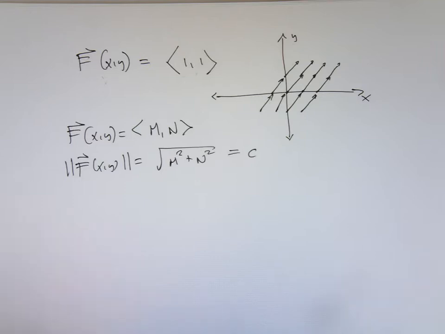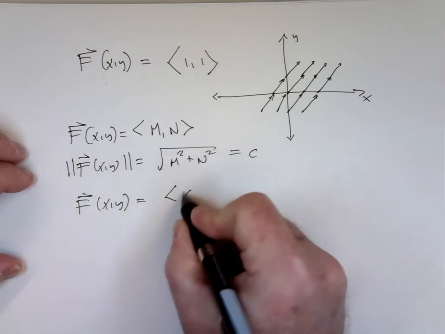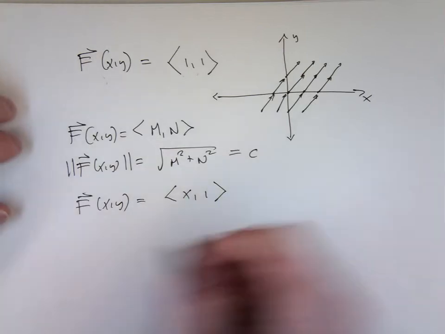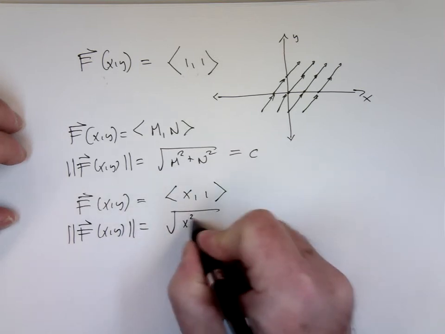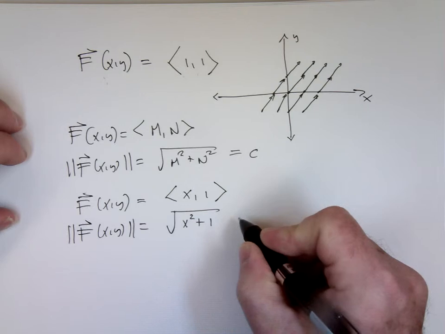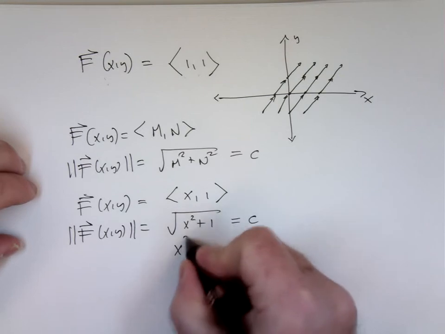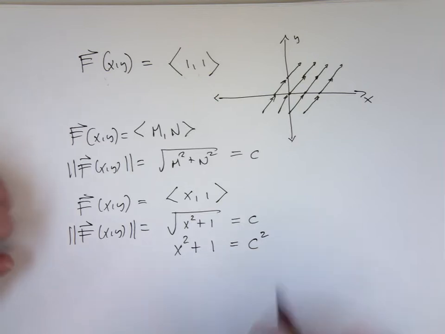Let's do one more. Let's do another one. Let's do one in between the two. Let's suppose we have the vector x, 1. Okay. What does this field look like? Well, let's find the magnitude, and let's set the magnitude equal to a constant and see if we can draw all those vectors of equal magnitude. So, magnitude. Okay. Set it equal to some constant c. Okay. Square both sides.